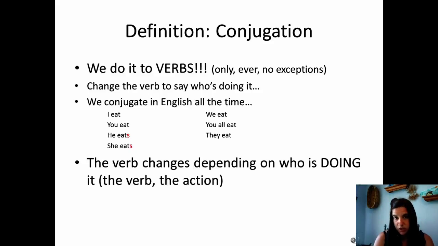We don't do much to our verbs besides dropping the "to" off in front of it. And then in the third person, the he, she, we add an S, usually, in the present tense. So again, conjugating a verb means taking a verb and changing it, doing something to it, to say who is doing the verb, who is performing that action.